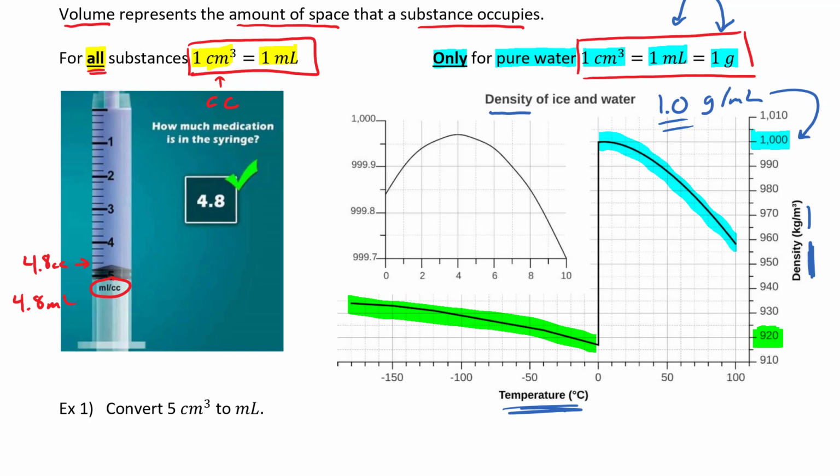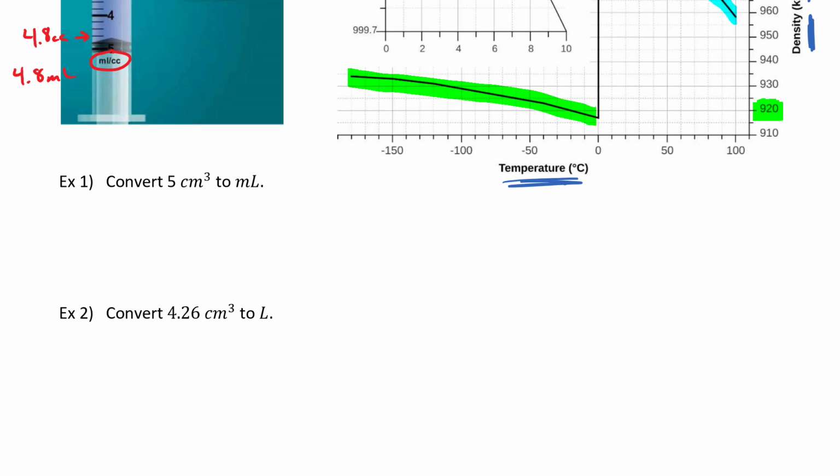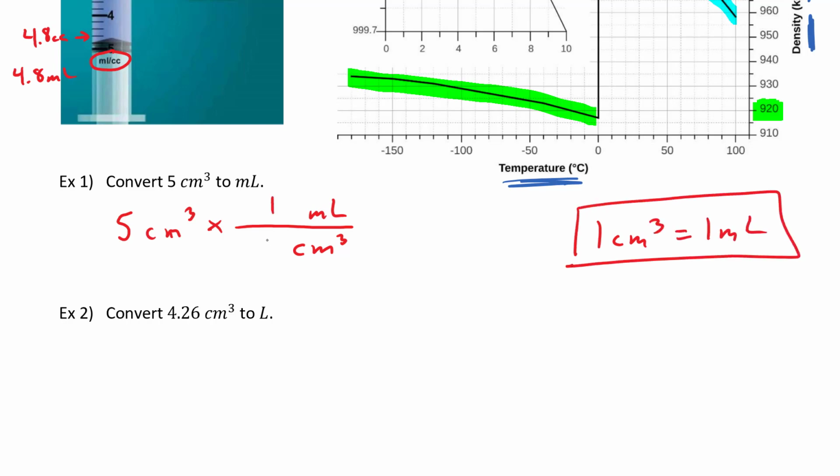Now let's do some conversions involving density and pure water. Example number 1, convert 5 centimeters cubed to milliliters. So 5 centimeters cubed, write down what we're given. We're going to convert from centimeters cubed to milliliters. And remember, for all objects that exist, 1 centimeter cubed is 1 milliliter. Because these things are equal, I can use those as conversion factors. Centimeters cubed cancel centimeters cubed, and I'm left with 5 milliliters. As you can see, 5 centimeters cubed equals 5 milliliters.